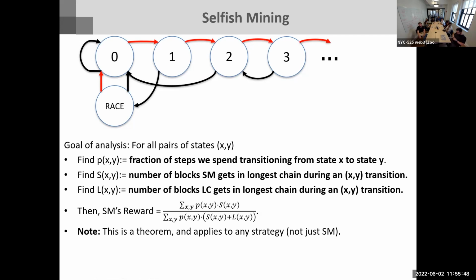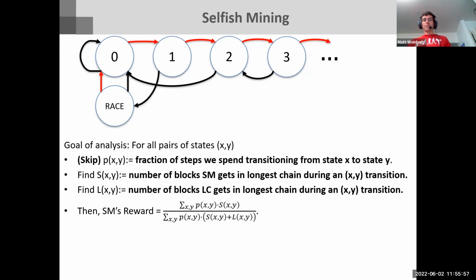So this is the framework. If you have any strategy you want to analyze and you can do this computation, then you can analyze that strategy and find out what its reward is. The calculation-heavy part is finding the stationary distribution of this Markov chain. It's not that bad, but it's calculation heavy, and I'm going to skip it.